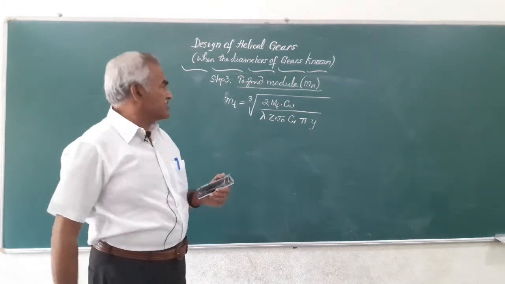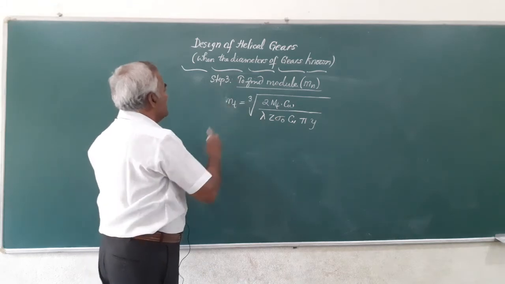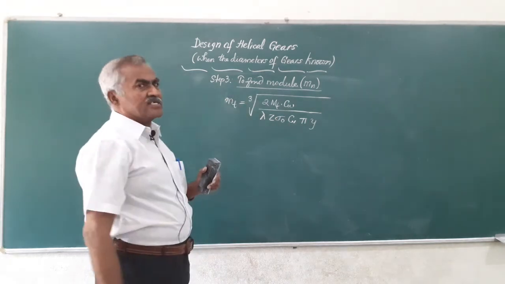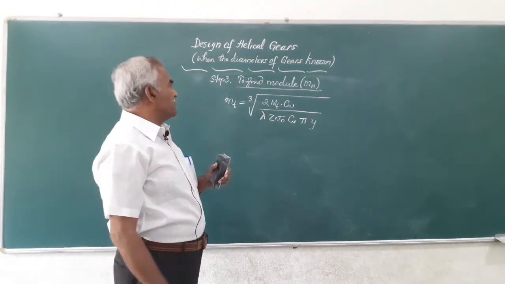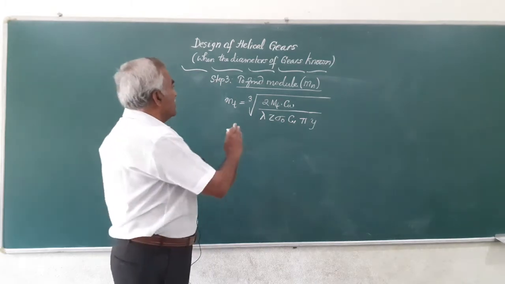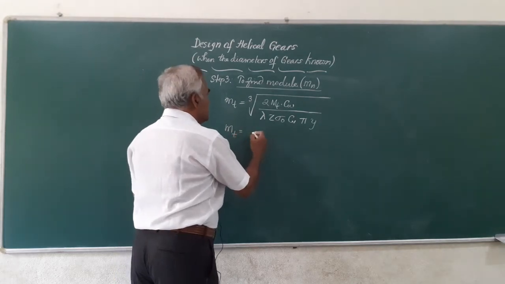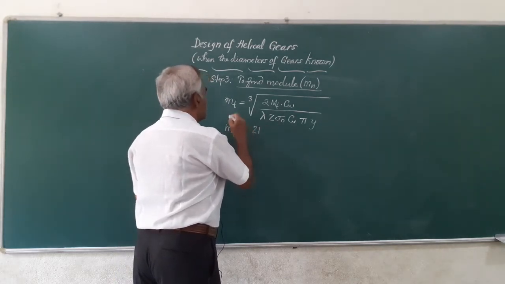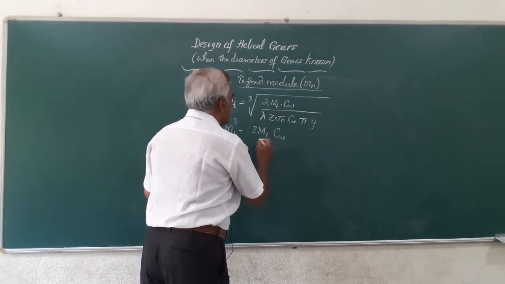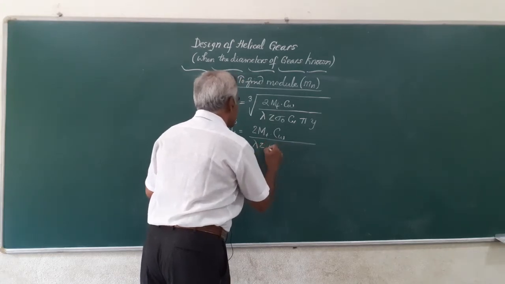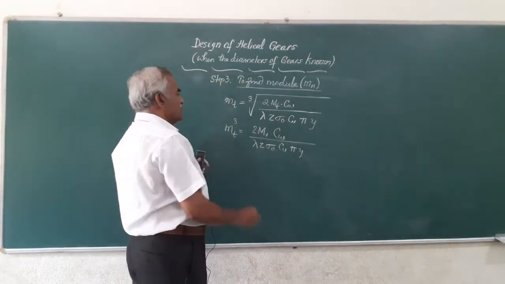So this is the modified Lewis equation. Friends, let us simplify this equation. If you see here, this small mt stands for the transverse module, and this transverse module is given by Mn by cos beta. So before we make this substitution, let us cube both the sides and see what happens. Therefore, cubing both the sides, you get small mt cubed equal to 2 times mt multiplied by Cw divided by lambda z sigma naught Cv pi y. This is the equation you are getting.